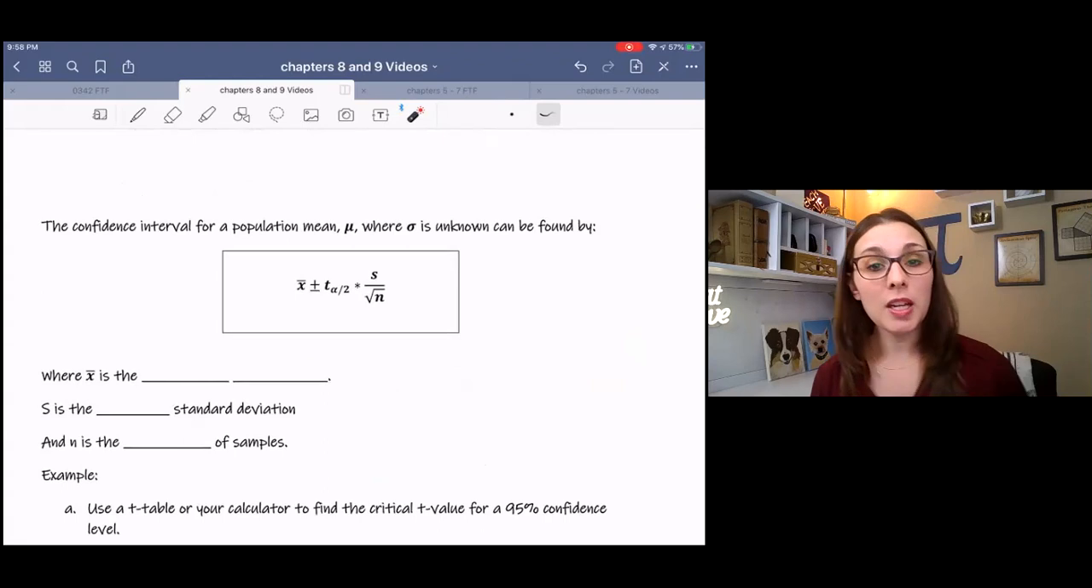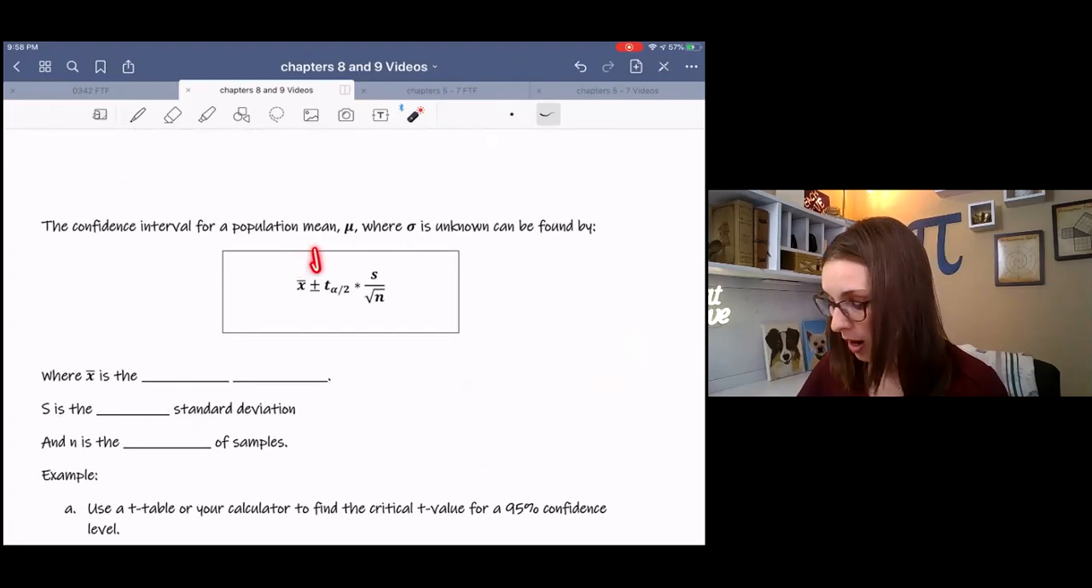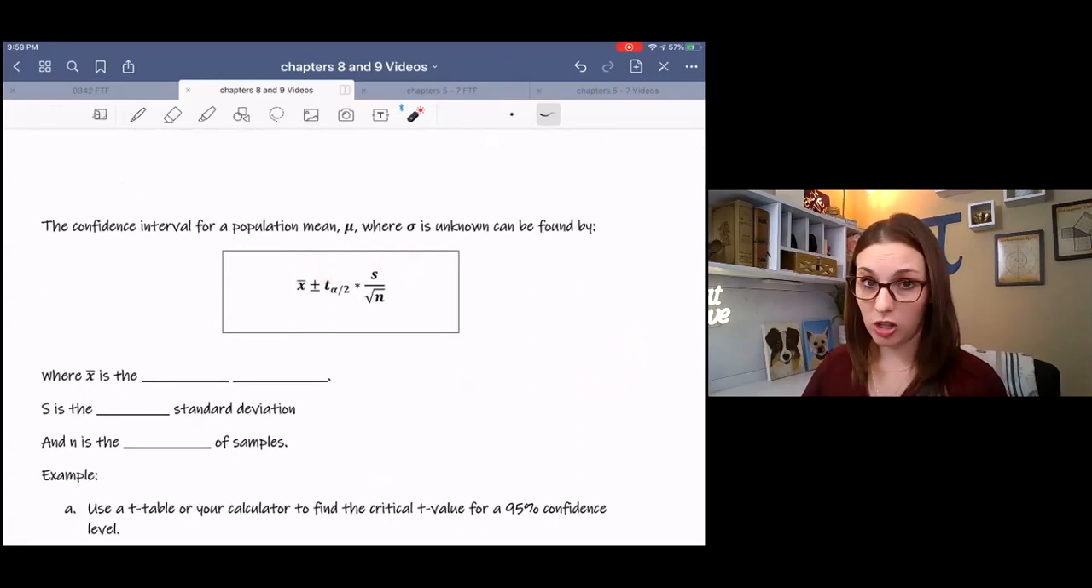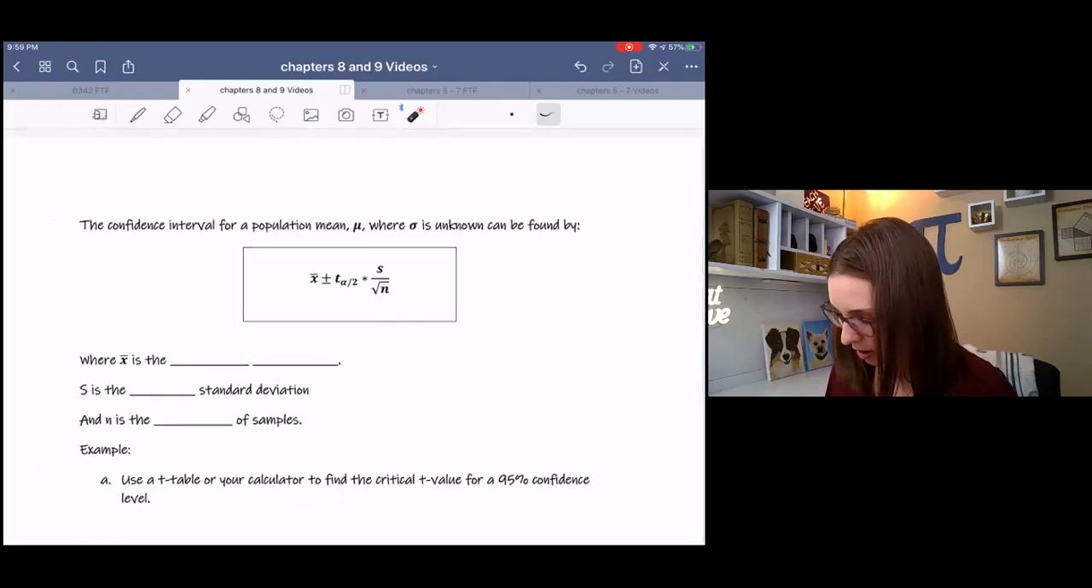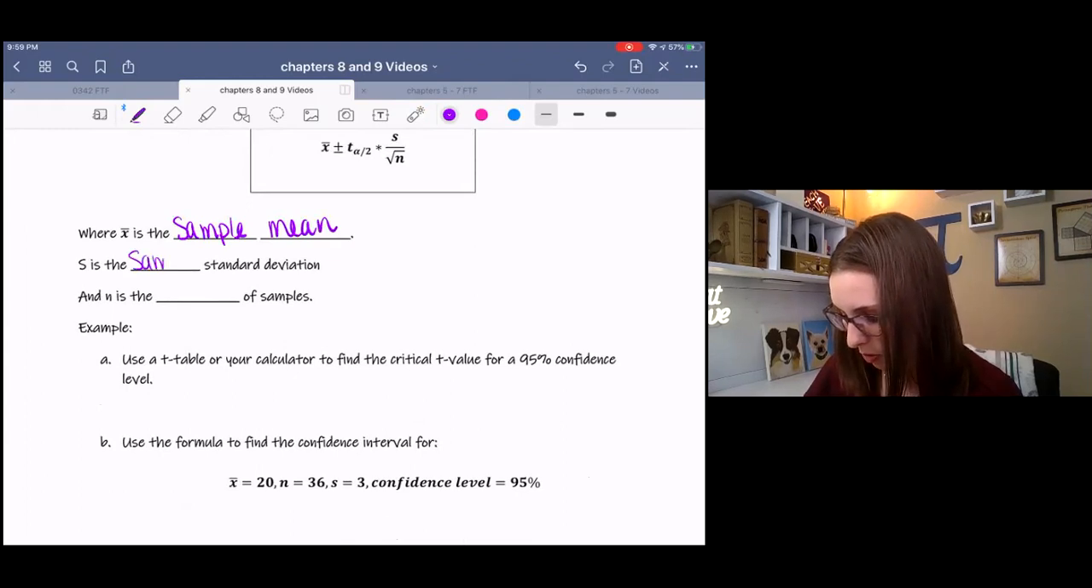The confidence interval for population mean when standard deviation is unknown is found by this formula, which you might recognize a little bit. We have x bar, which is our sample mean, plus or minus, which gives us our upper and lower bounds, our critical t-value, our sample standard deviation, since we don't know the population standard deviation, and sample size. So this is all based on a large sample or a normally distributed population. So a few reminders here. X bar is the sample mean. S is the sample standard deviation. N is the number of samples.